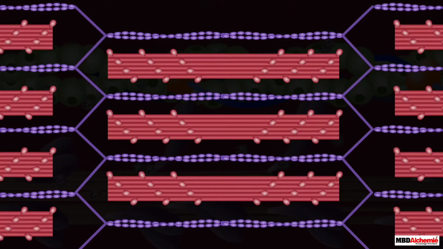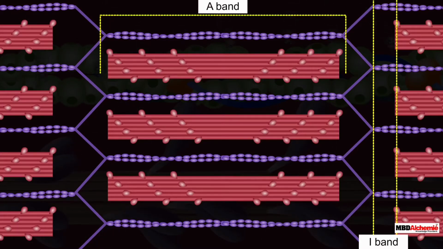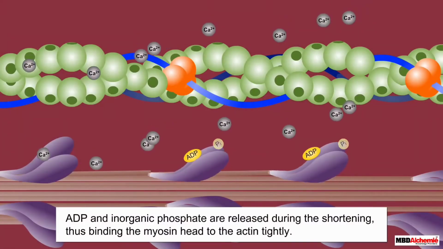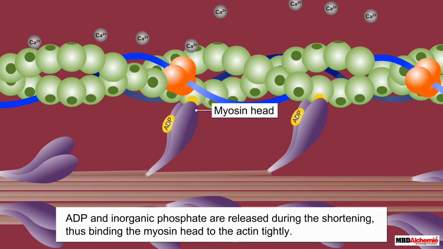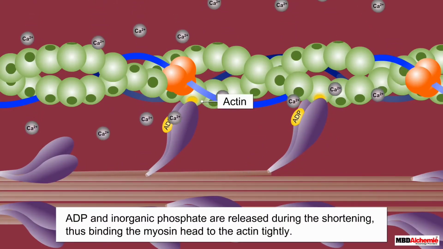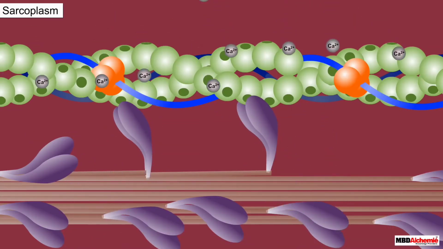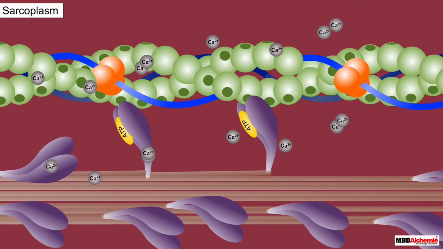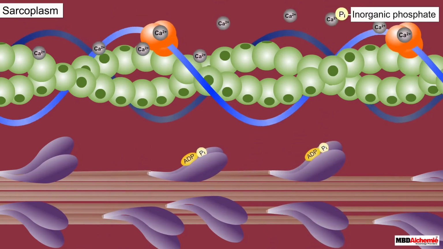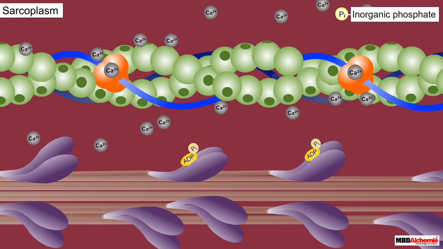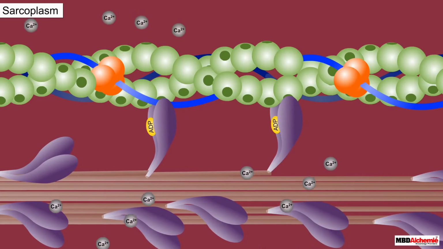You can clearly see that there is a reduction of I band during contraction, while the A band remains of the same length. ADP and inorganic phosphate are released during the shortening, thus binding the myosin head to the actin tightly. The myosin remains attached to the actin until a new ATP molecule binds to the myosin head and the cross bridge is broken. The ATP is again hydrolyzed by the ATPase found on the myosin head, and the cycle of the cross bridge formation and breakage is repeated, causing further sliding.